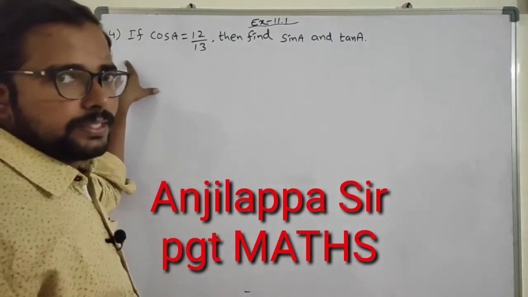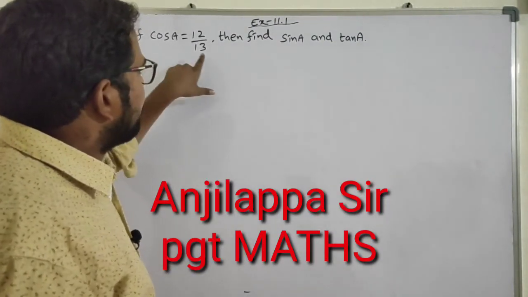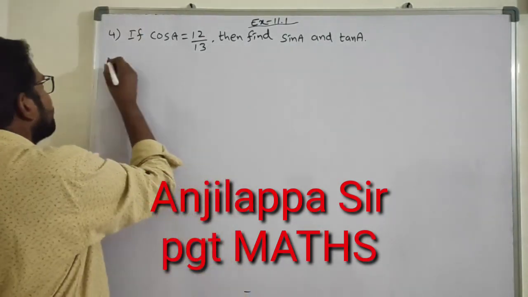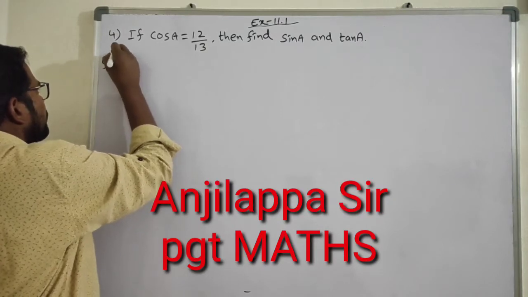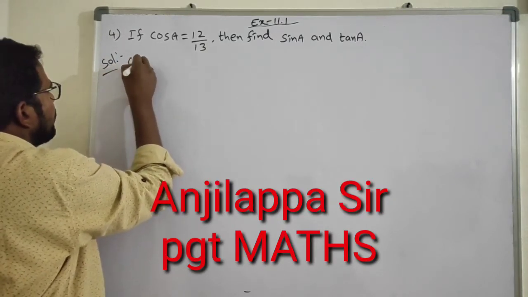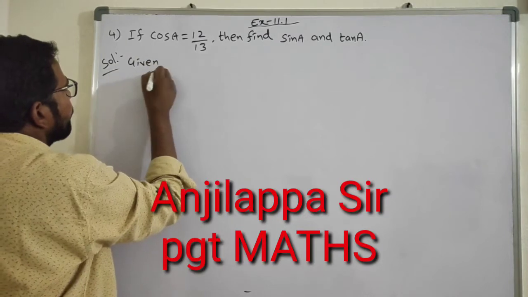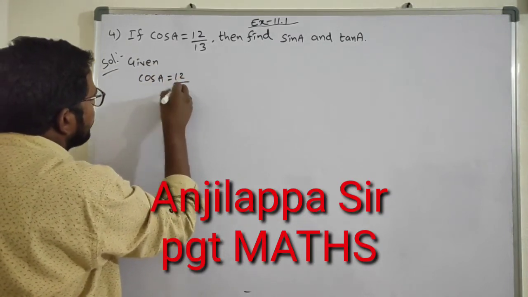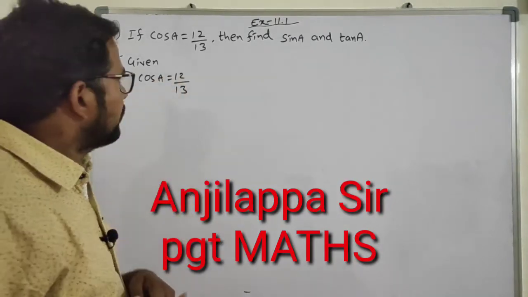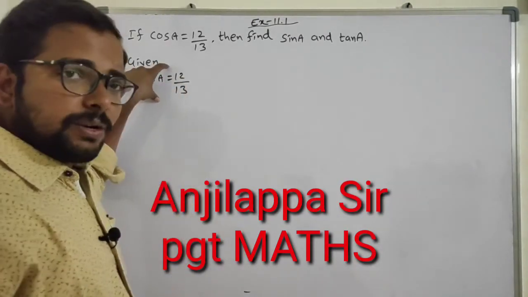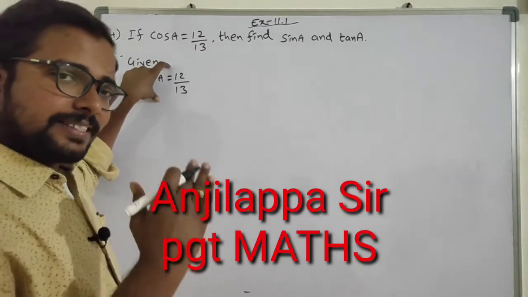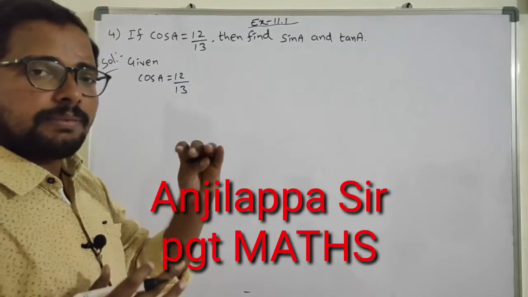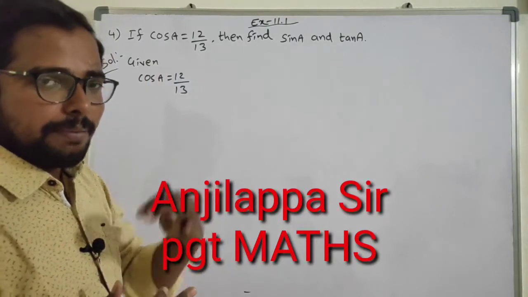Now this is the fourth question. If cos A is equal to 12 by 13, then find sin A and tan A. So what is given? Cos A is equal to 12 by 13. What is the cos ratio? Adjacent by hypotenuse. Cos theta is equal to the adjacent side of theta by hypotenuse.